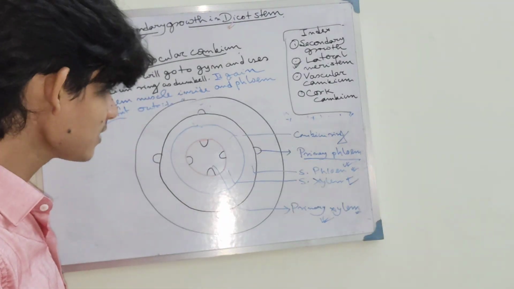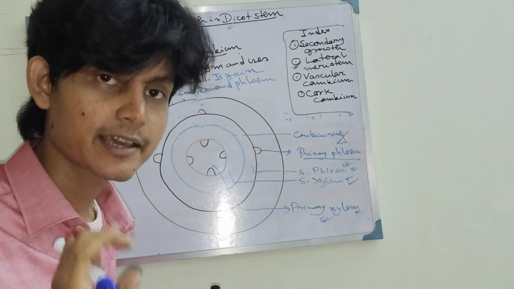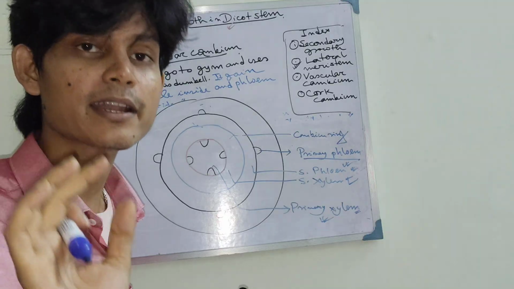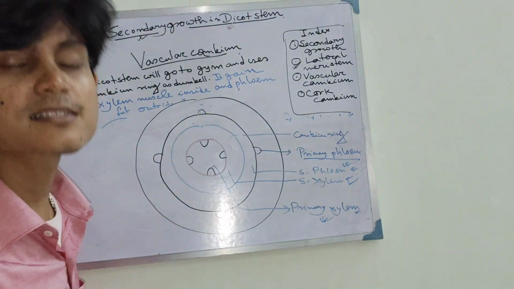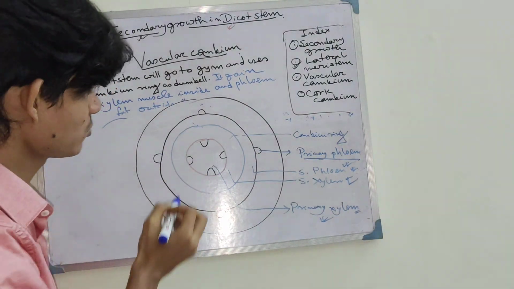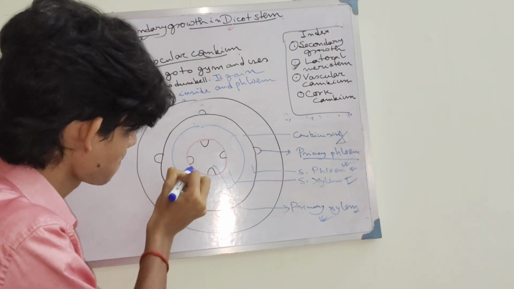Clear? Now some portion of the cambium ring will produce parenchymatous tissue, and this parenchymatous tissue traverses the secondary xylem and secondary phloem radially. So some parenchymatous tissues are there.